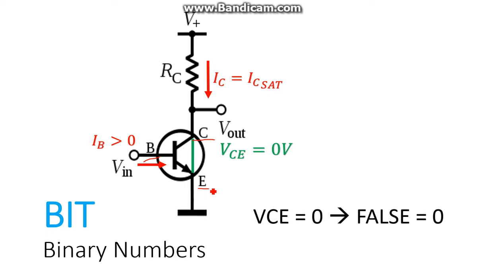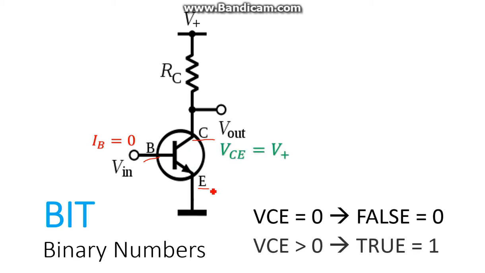and the emitter. But when the base current is zero, its operation is within the cutoff region and the transistor is no longer conducting. The switch is open and the voltage between the collector and the emitter is V plus, or the supply voltage. This is what we call the logic state of 1 or true, because we have voltage between the collector and the emitter.